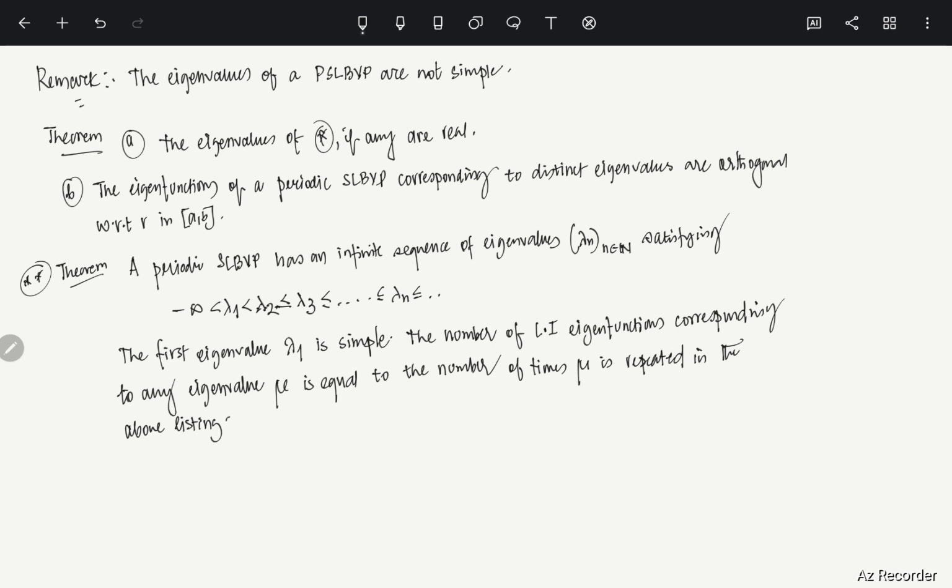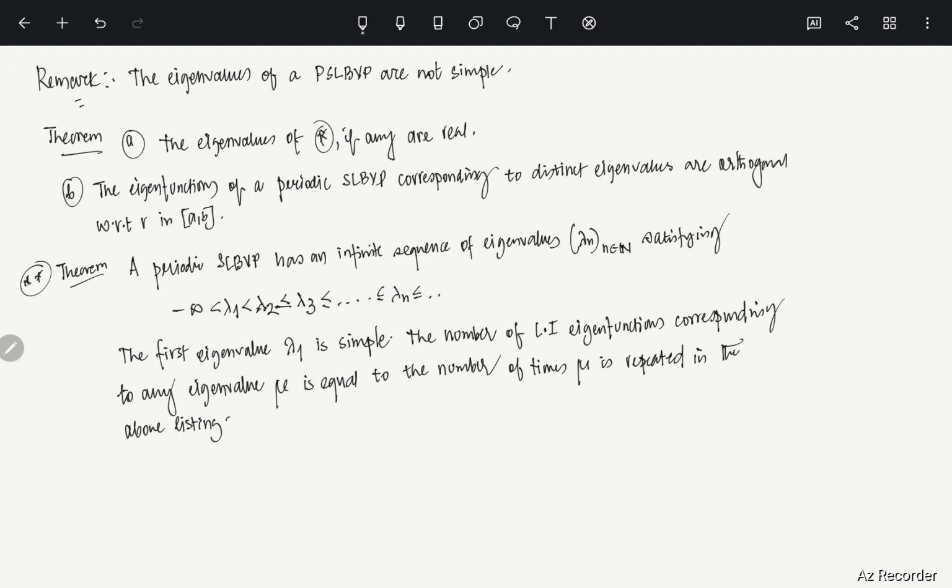See, this is different here. You remember, for the regular Sturm Liouville boundary value problem, the eigenvalues were distinct: lambda 1 less than lambda 2, which is less than lambda 3, which is less than lambda 4. It goes on like this, such that lambda s goes to infinity. That's what was given in the regular Sturm Liouville boundary value problem. For the periodic Sturm Liouville boundary value problem, you don't say something like that.